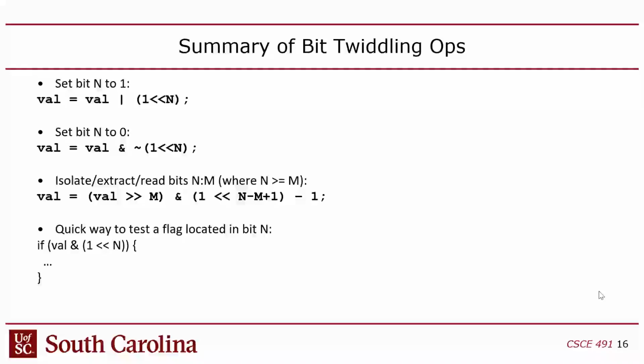Isolate or extract or read bits n down to m. I should have gone m and n. I don't know. Anyway, this is n down to m. It should be m down to n, but anyway, the code is correct.